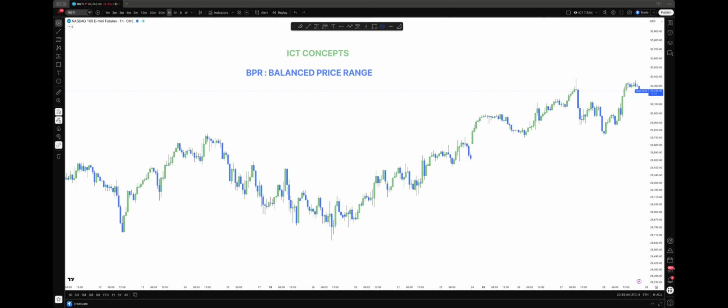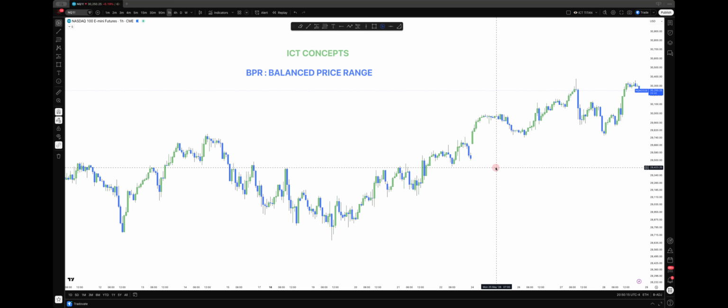BPR, balanced price range. What is it? The simple concept is in the name, balanced price range. That means some price range that is fully balanced, and we want that price range to work as a support or resistance as per our bias.